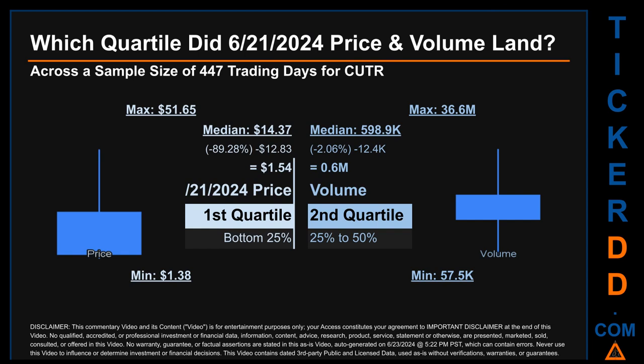Quartiles tell us about the spread of a data set by breaking that data set into quarters, just like how the median breaks the set into half. Descriptively, CUTR has a median price of $14.37. Therefore, June 21, 2024 price was lower from that middle marker by 89.28%. The day's volume of 0.6 million was less than the median by 2.06%.